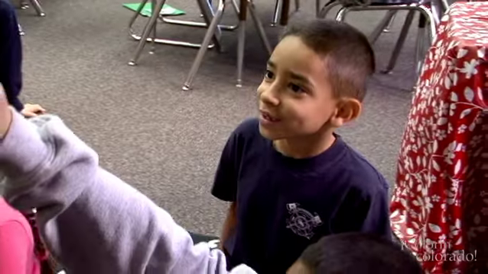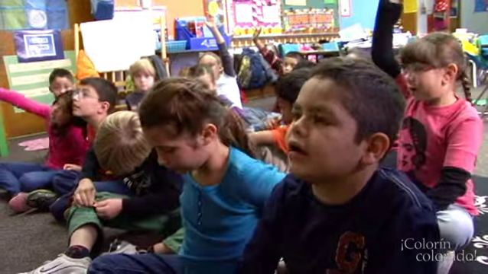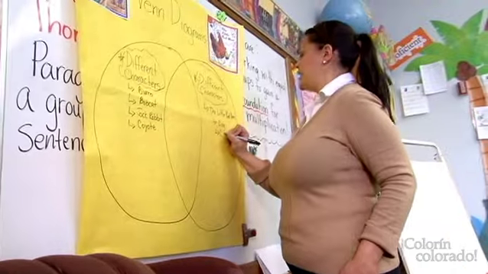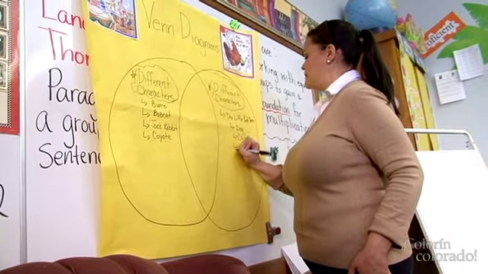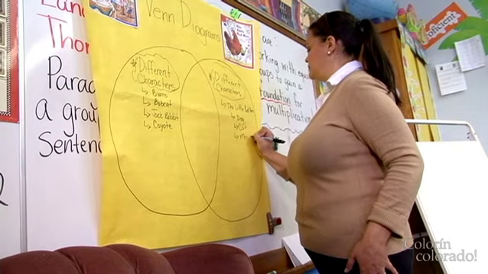One of the most important standards is for kids to be able to make those text-to-text connections. So when we read The Little Red Hen the first time and then introduced Burro's Tortillas, kids right away said, oh, I recognize that this is like The Little Red Hen.